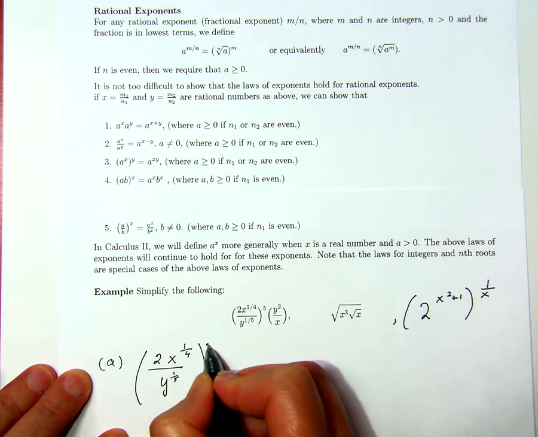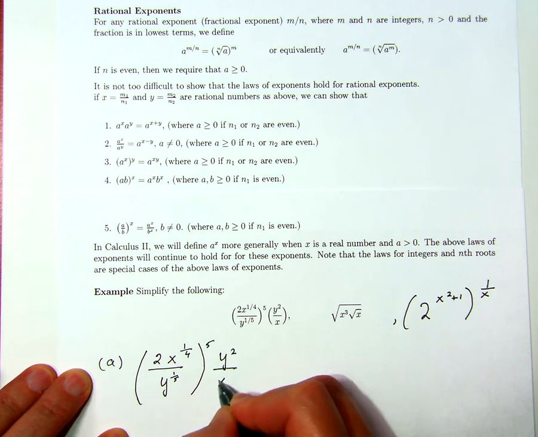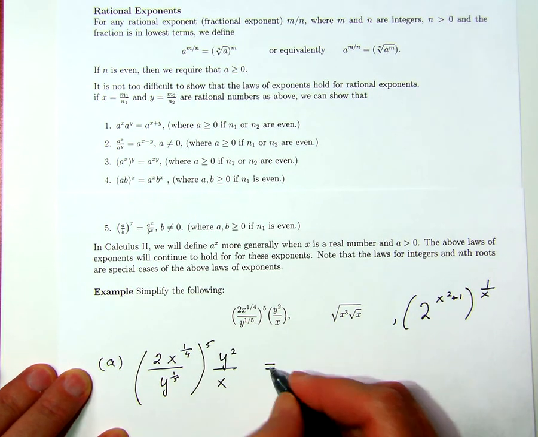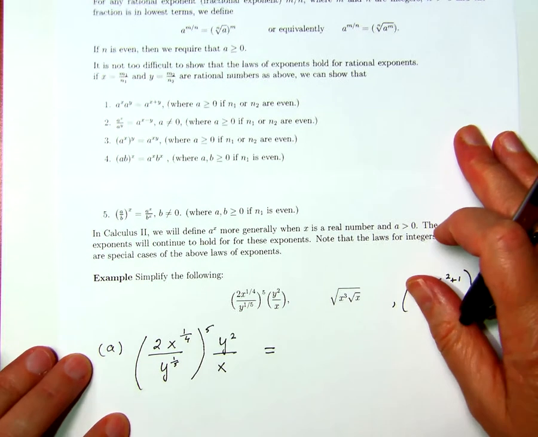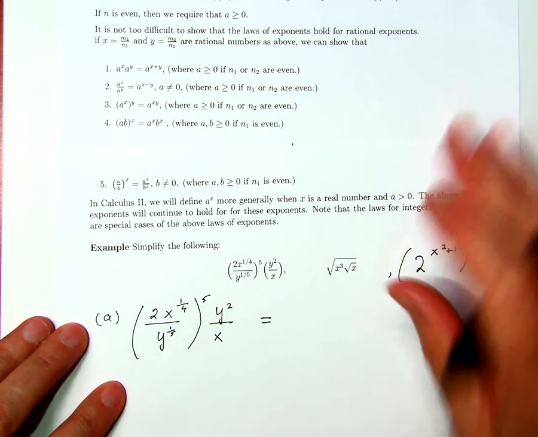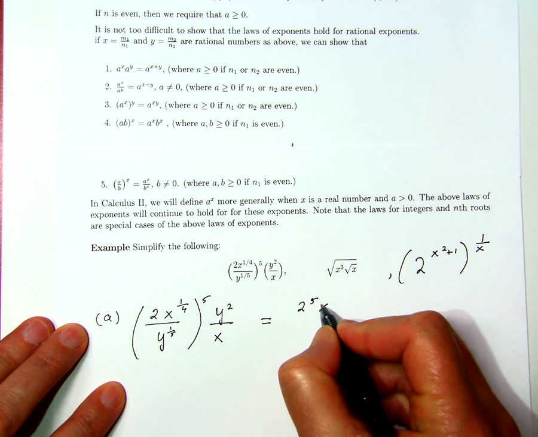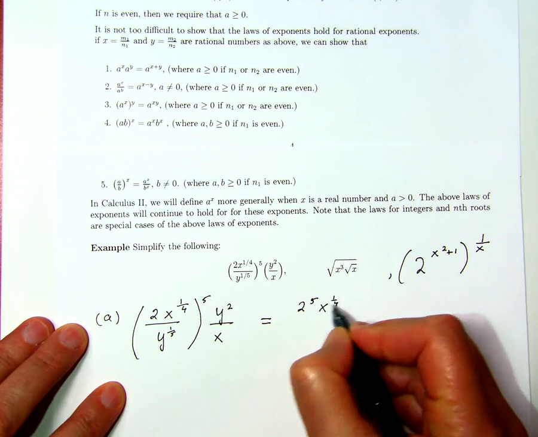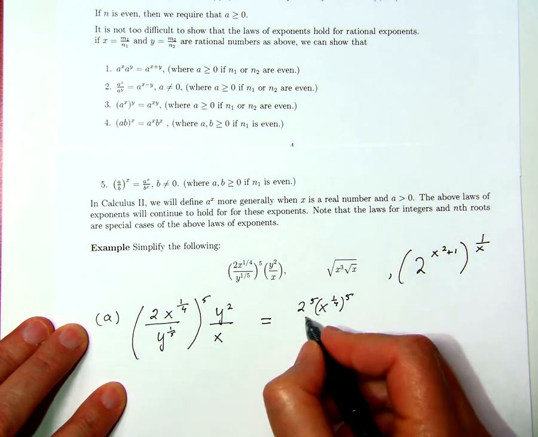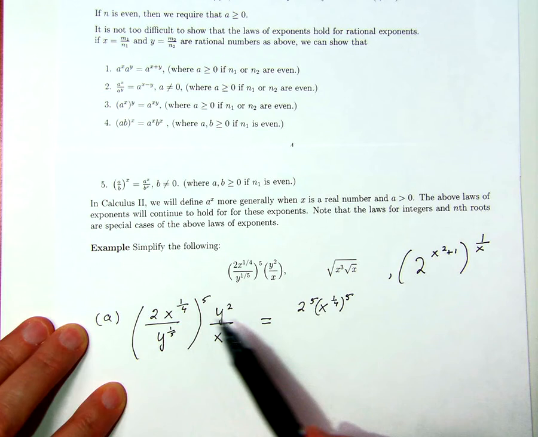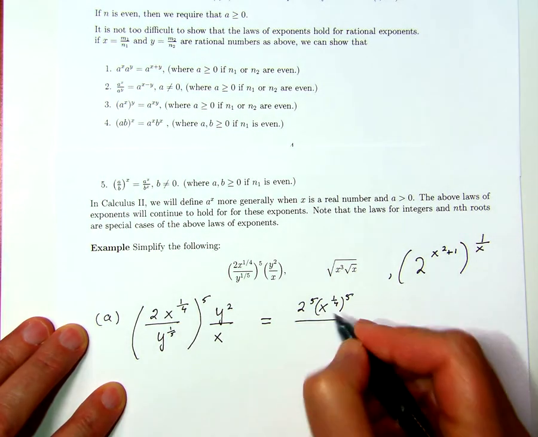all raised to the power of 5, times y squared over x. And now, according to one of our rules here, rule number 5, we can distribute this power. We get 2 to the 5 times x to the 1 over 4 to the power of 5. So this is all of this to the power of 5, distributing over the numerator and denominator, but also using rule number 1.